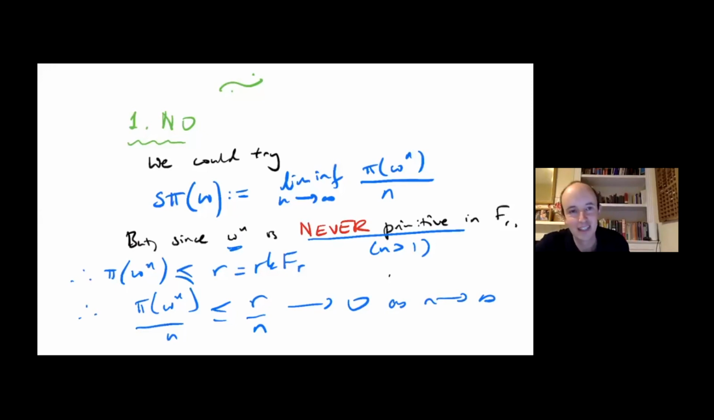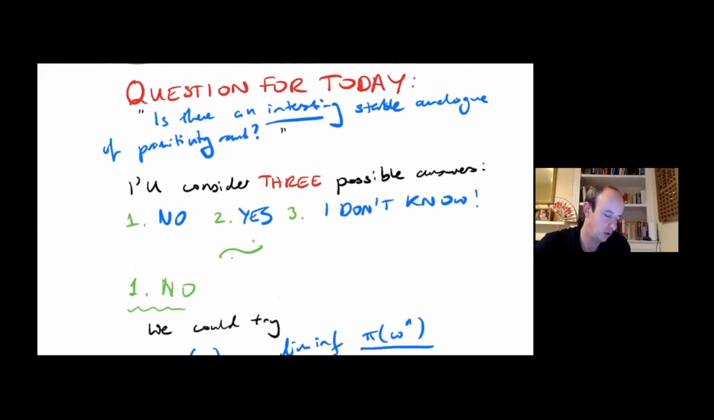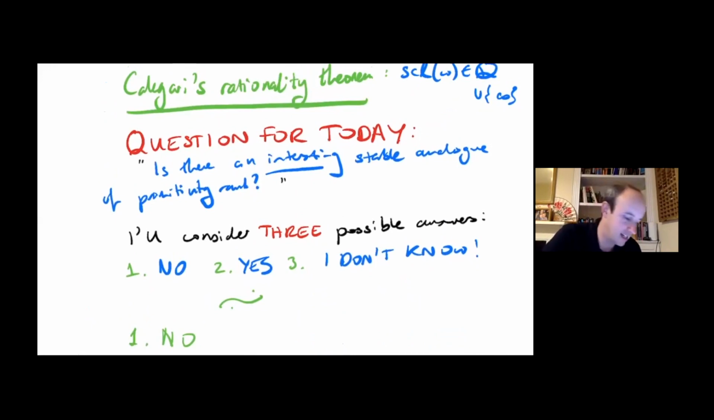So the trouble is I've just given you a really boring definition because it always defines 0. So that's not much good. Right? So this is not a good definition. Although it is a definition of stable primitivity rank, it's not an interesting one, right? So I failed the interesting test. Okay, this is not an interesting number. All right.